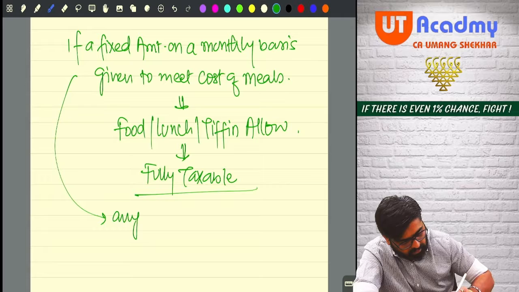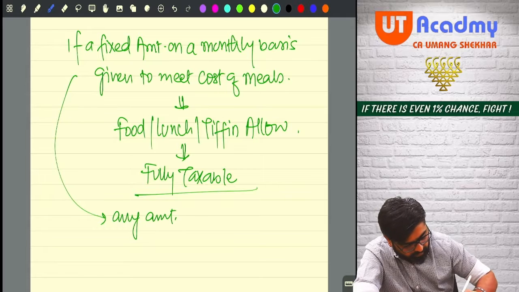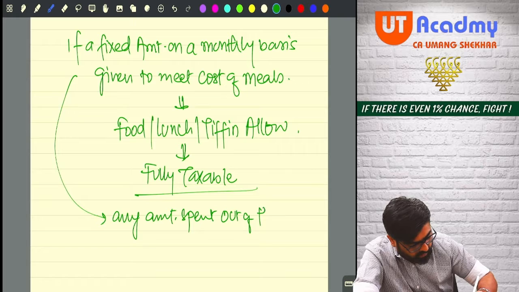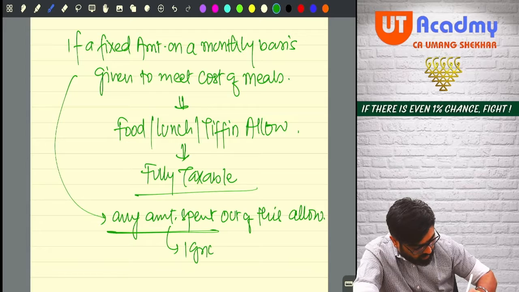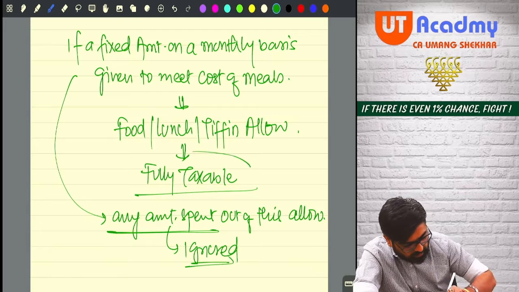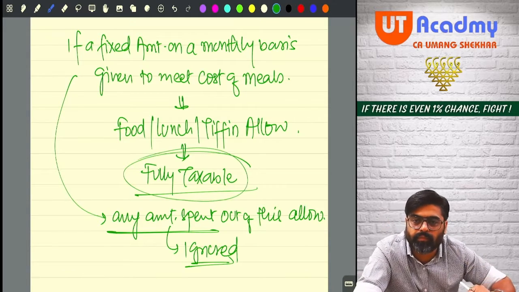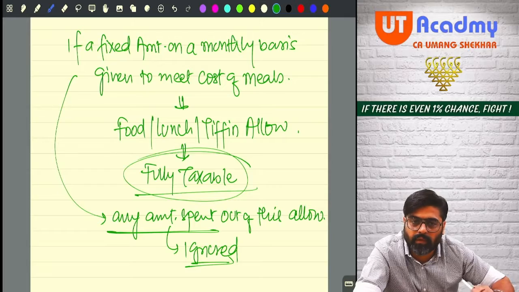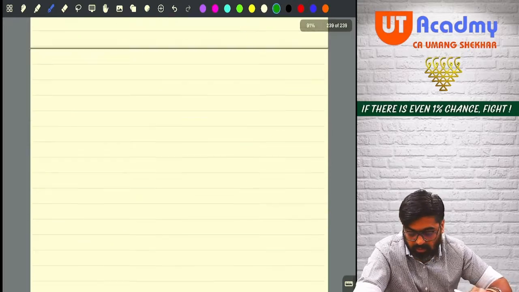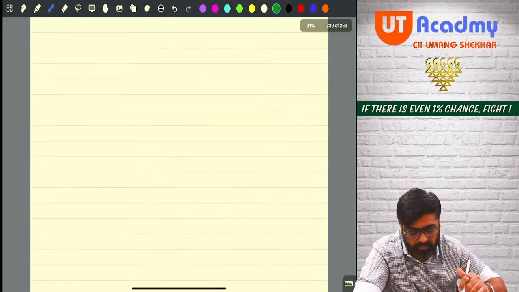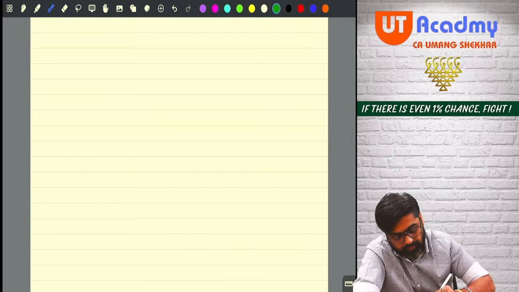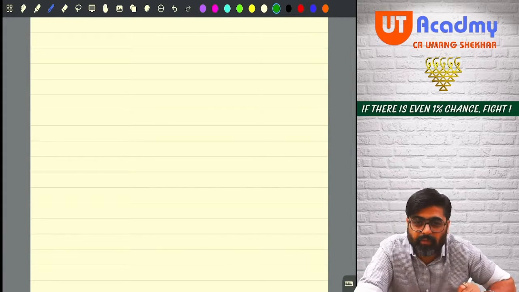Any amount spent out of this allowance, the amount spent will be ignored because it is fully taxable. Then the last point I will discuss with you now. The last point is, what if the employer is providing refreshments?